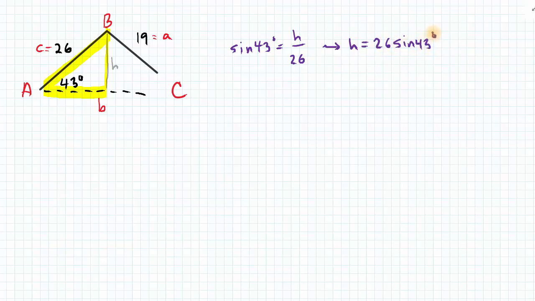And if we plug that into our calculator, let's round it to the nearest tenth. That's 17.7 units high. So that tells us that 19 is long enough to reach the base. Not only is it long enough, if we notice that 19 is less than 26, then we have 2 possibilities. This 19 can come straight down to the base on the outside here, forming an outer triangle, or it could swing underneath because it's shorter than 26, so it can swing under here and form an inner triangle.